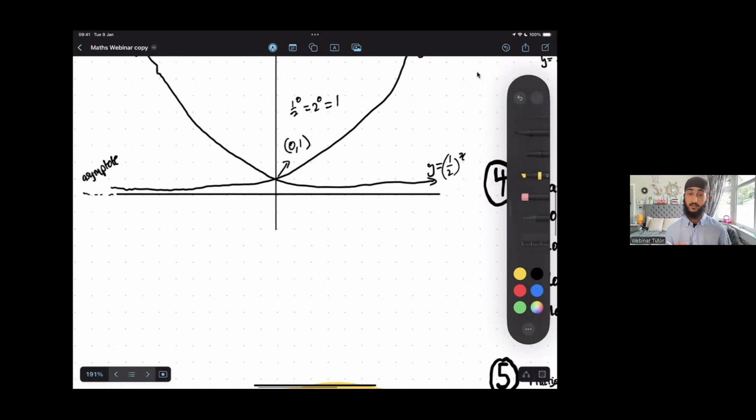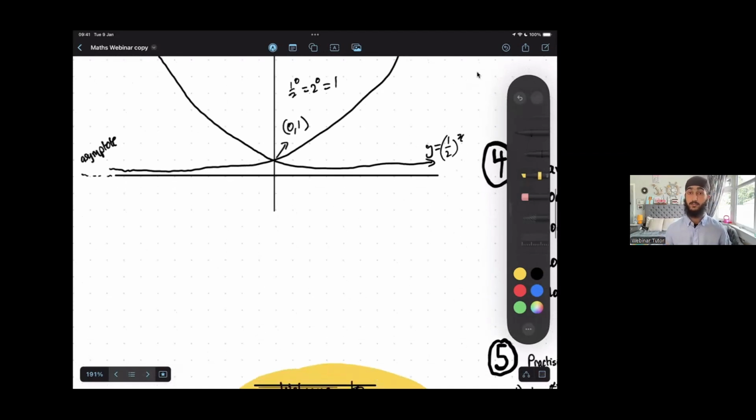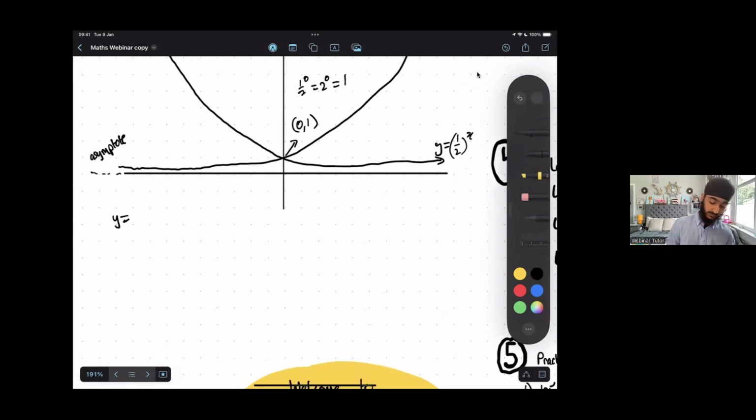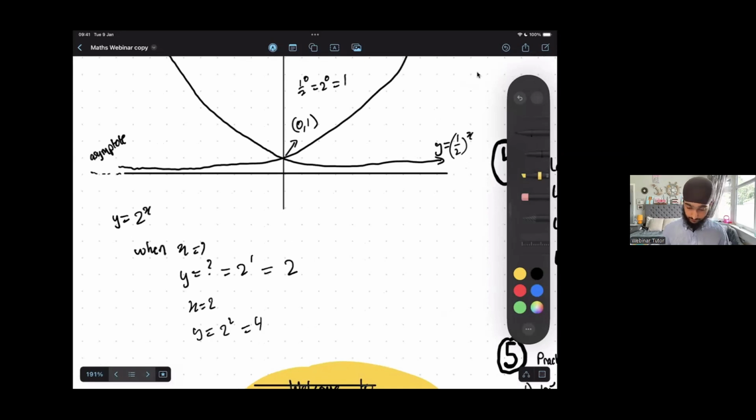Sometimes in exams, we can be given this equation and be asked to work out the value of y, given the value of x. For example, let's take the equation earlier, y equals 2 to the x. Let's say we're given the value of x as 1. A question might ask us to determine y. And that's relatively simple. You just substitute it back into the equation. So 2 to the 1, we get 2. Let's say x was 2 this time. We get y equals 2 squared. And that gives us 4.